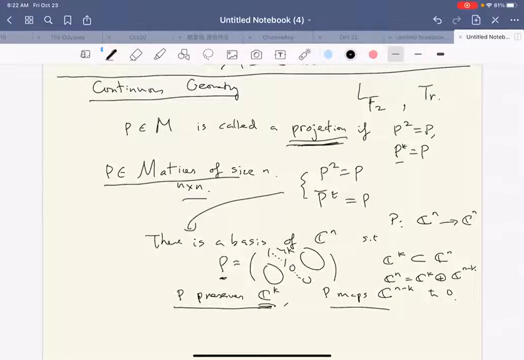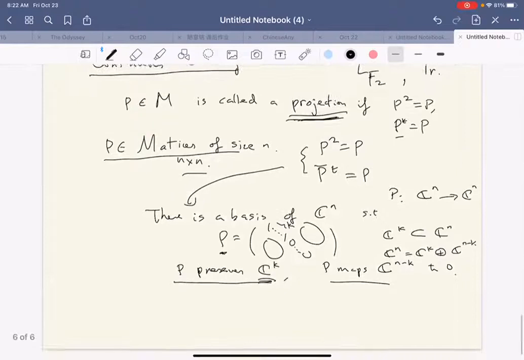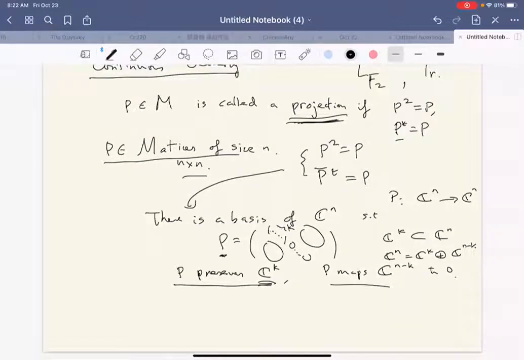Any question about projection? Okay, so you see why the eigenvalues have to be either 1 or 0, because P squared is equal to P. The only numbers that square to themselves are 1 and 0. So these are the only possible choices. Okay, so this is what a projection is.